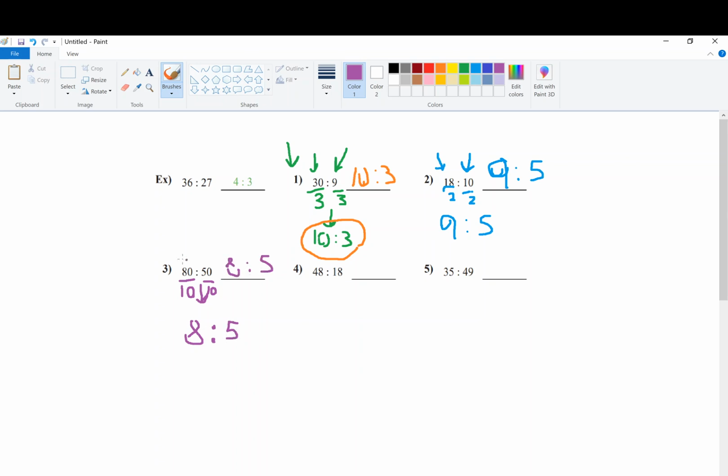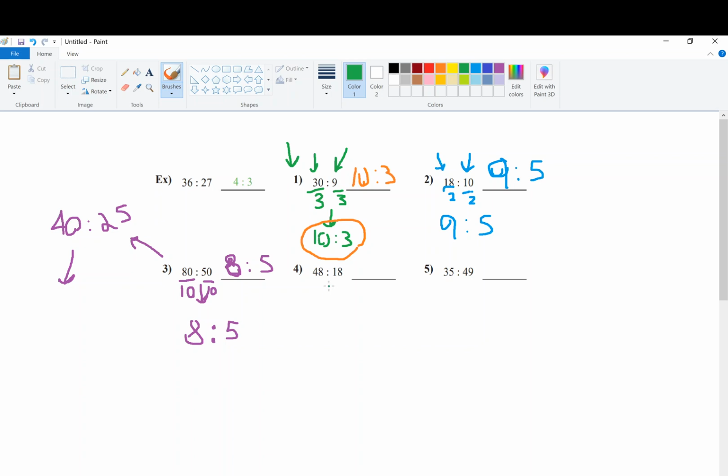Now, if you wanted to, you could do 2 into both of these. But notice, if I did 2 into both of these, and I'll just do it on the side real fast, I'd have 40 to 25, and then you'd say, okay, then 5. And then you would keep this cycle going. Sometimes it's easier if you just know a larger number to go into it, as it'll get down to the simplest form a lot quicker.